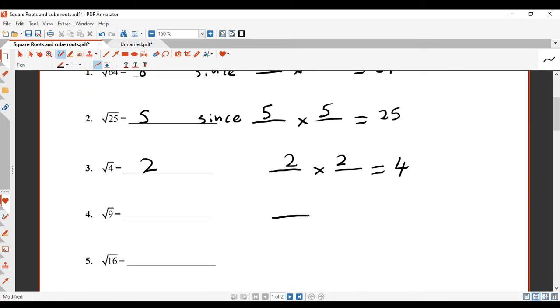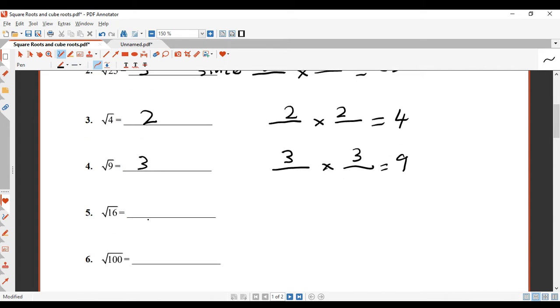Think of a number which when multiplied by itself gives me 9, because that's the square root of 9. So we know that 3 times 3 is equal to 9, so the square root of 9 is equal to 3. Okay, now the square root of 16 means find the number which when multiplied by itself gives me 16. Well, 4 times 4 is equal to 16, which means the square root of 16 is equal to 4.